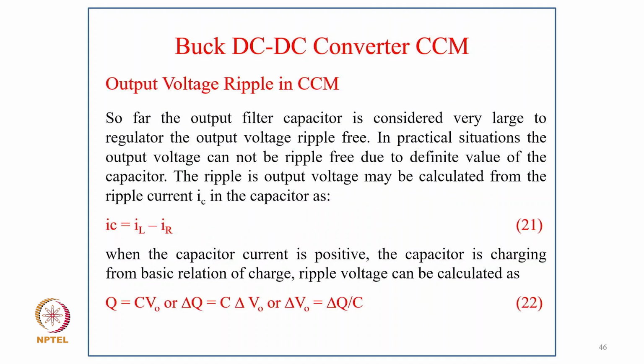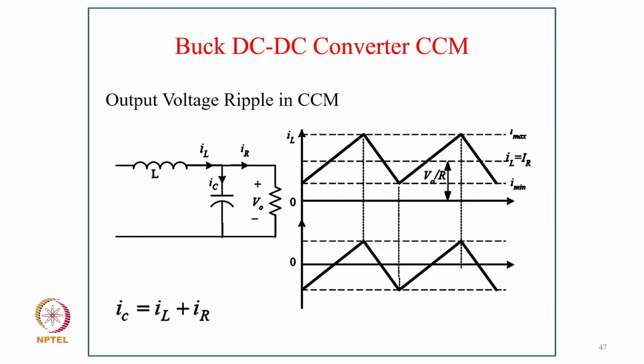Now coming to typically output voltage ripple in continuous conduction mode. So far the output filter capacitor is considered very large to regulate the output voltage ripple free, and in a practical situation the output voltage cannot be ripple free due to the definite value of the capacitor. So ripple in the output voltage may be calculated from the ripple current IC in the capacitor as IC equal to IL minus IR. When the capacitor current is positive, the capacitor is charging. From the basic relation of charge and ripple voltage, Q equal to CV, or delta Q equal to C delta V, or delta V0 equal to delta Q upon C.